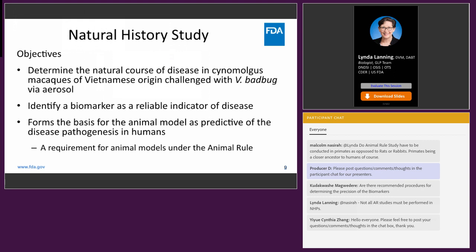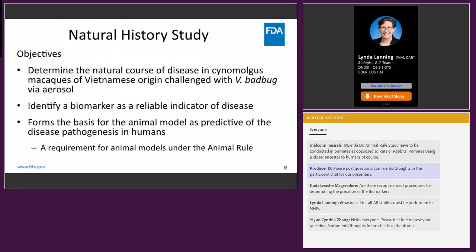The second objective was to identify a biomarker as a reliable indicator of disease. And as you recall, I mentioned that the telemetry obtained changes in body temperature were consistent among study animals and provided evidence of its use as a potential biomarker to determine when pulmonic disease shifted from an exposure state to a pathological state. So it does appear now that the second objective here has been achieved.